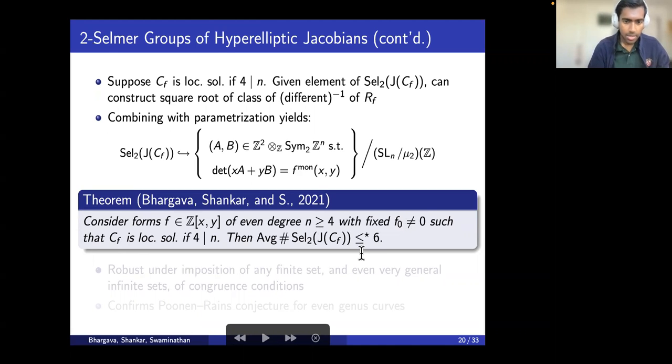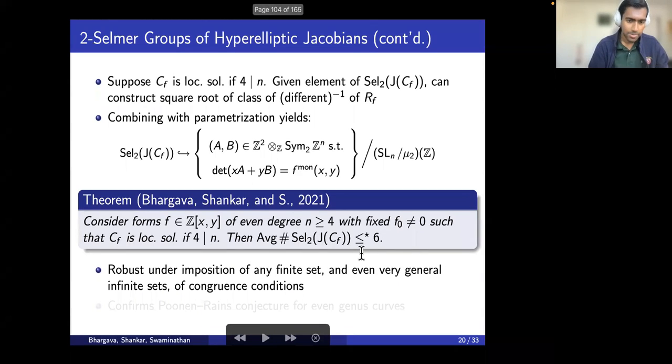Okay, so two remarks about this theorem. The first is that it is robust under the imposition of any finite set, or even very general infinite sets of congruence conditions. So you can look at families of binary forms defined by congruence conditions, and this bound of 6 will remain.